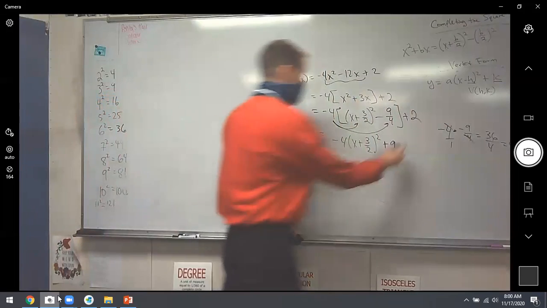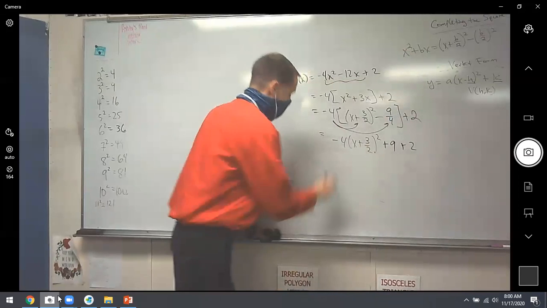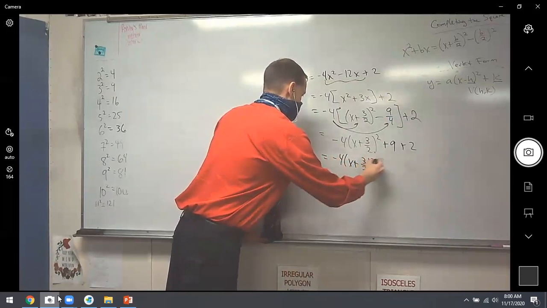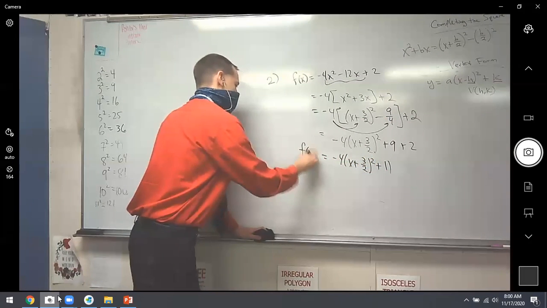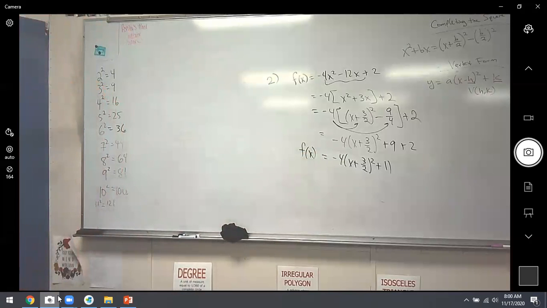And you still got the plus 2 on the end. And the only other thing to do is just put the 9 and the 2 together. So when it's all said and done, your vertex form is going to look like this. F of x is negative 4 times the quantity x plus 3/2 squared plus 11.